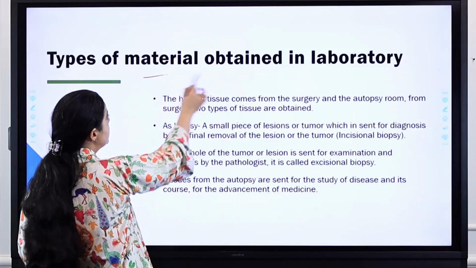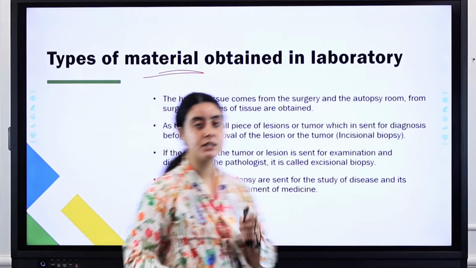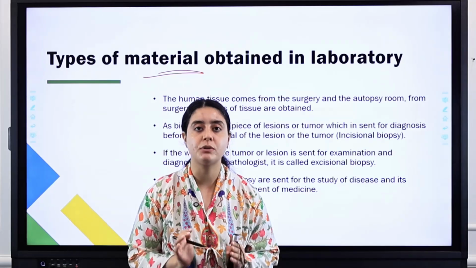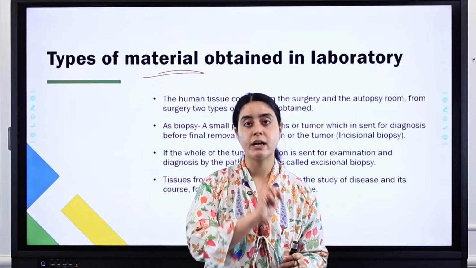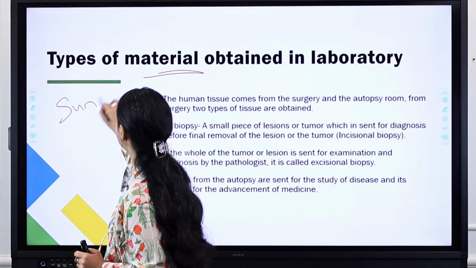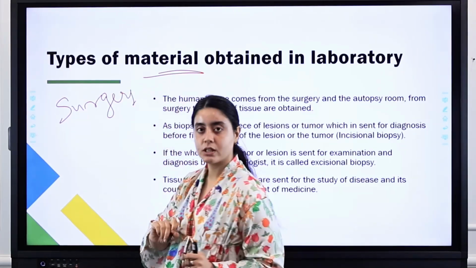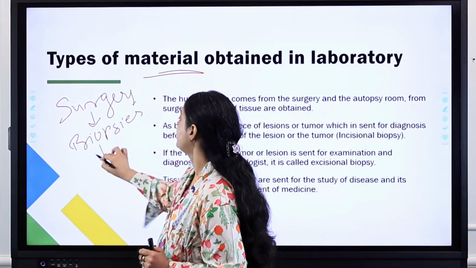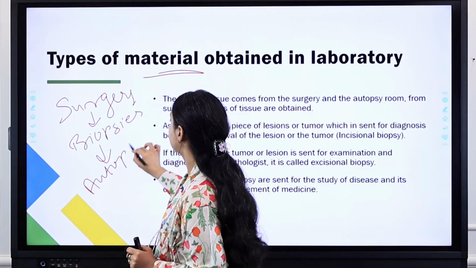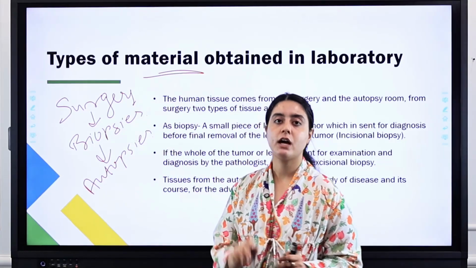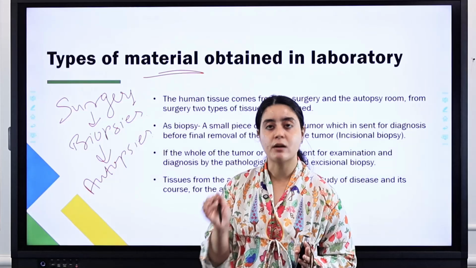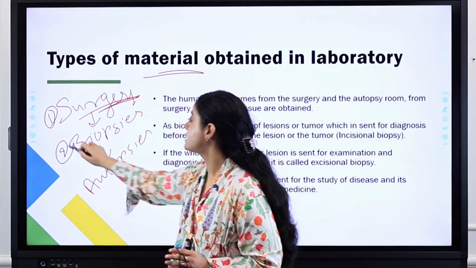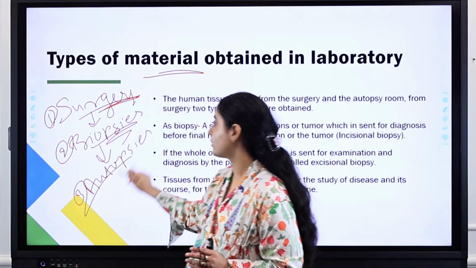Now, types of materials obtained in the laboratory. What does that mean? Types of materials means what type of samples we receive in our histopathology lab. We receive three types of samples. First, surgery material. Second, biopsies. And third, autopsies. We receive samples in these three forms.